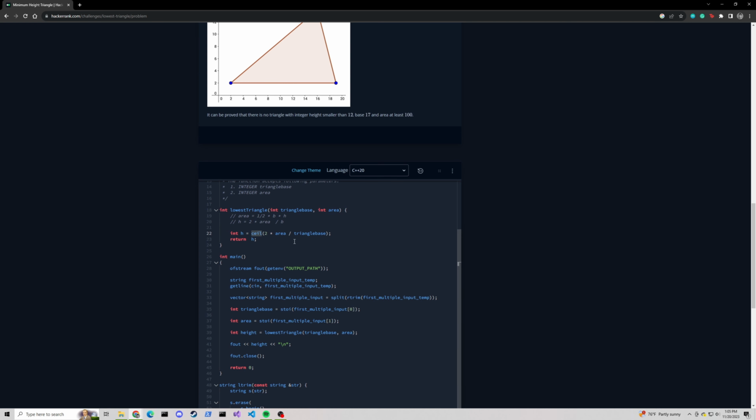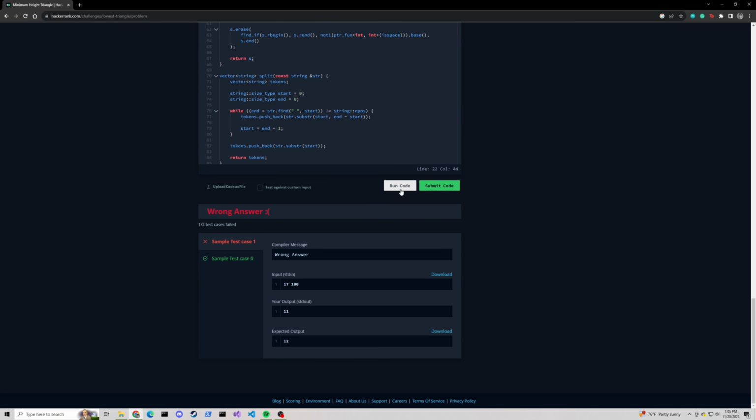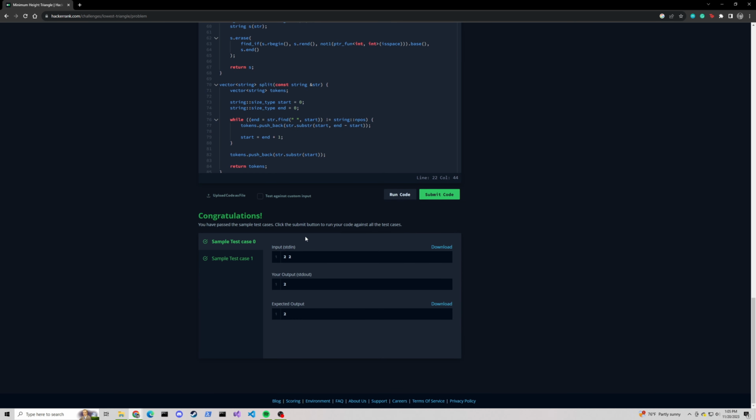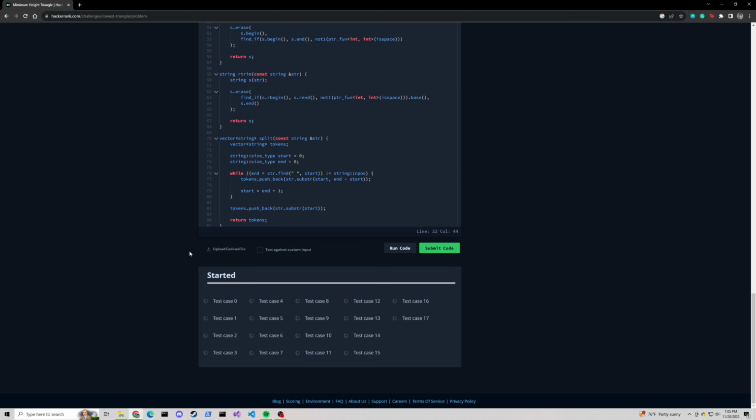So the issue is that we actually want to make this a float division. There we go. We add a float, so this becomes a float, and we can round up. And now if we run through the sample test cases that they provided, we should get the correct answer. And now let's submit the code. And we passed all of them.